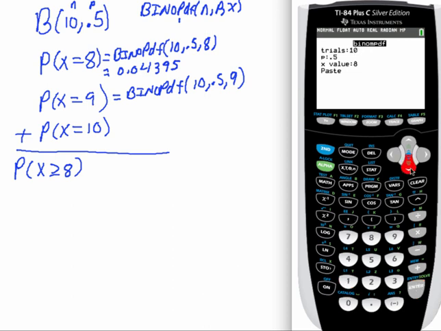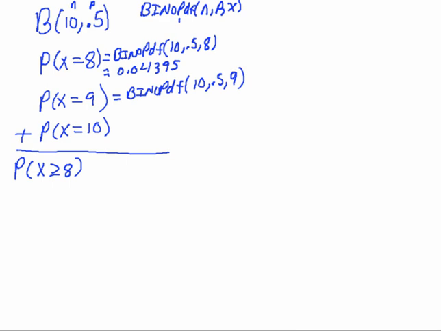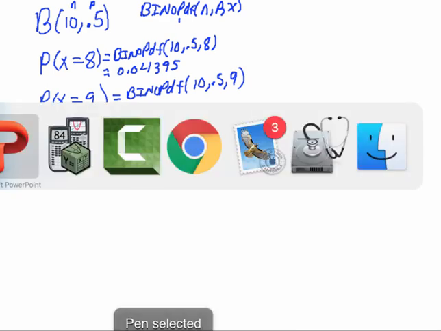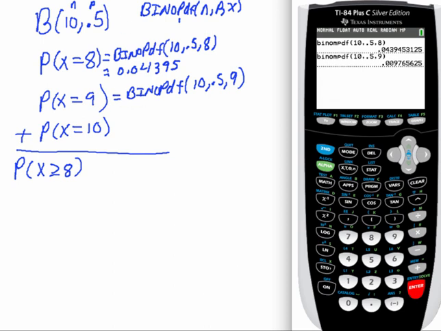And then I'm going to put in 0.5. And then I'm going to put in what? 9, right? Paste that command to the home screen. Hit an error, and I get 0.00977. Okay, so this is going to be equal to what? Let's get my calculator up there. I like to see what I'm doing here. Okay, so that's going to be equal to 0.00977, if we go out 5 places.